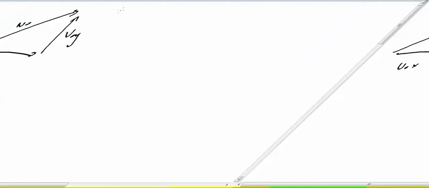Alright, so you did SOHCAHTOA. I'm not even going to write that down. SOHCAHTOA, and that was sine of theta equals opposite over hypotenuse, cosine of theta equals adjacent over hypotenuse, tangent of theta equals opposite over adjacent. And then we did this. If this were theta and that were that, then this would be V naught cosine theta, and this would be V naught sine theta.